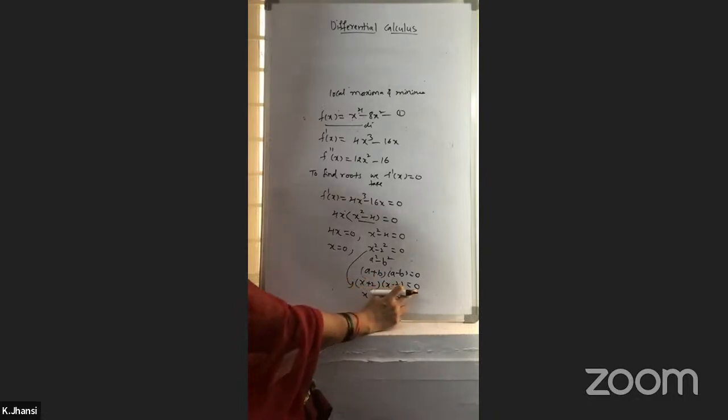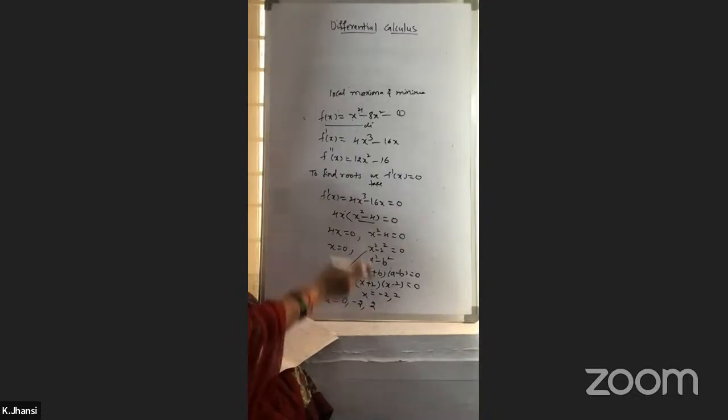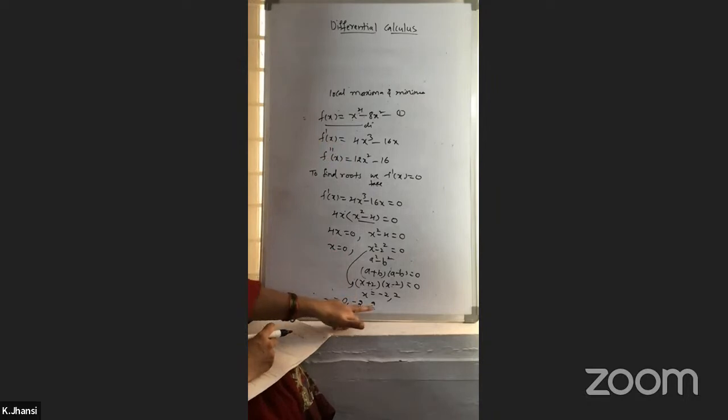x plus 2 equals 0 means the x value is minus 2. x minus 2 equals 0 means the x value is 2. So we got the roots: one root is 2, another is minus 2, and another is 0. We got x as 3 root values. That means when you substitute 0, minus 2, 2 in these equations, you will get the value as zero. Those values are called the root values or real values of the given function. So we got x equals 0, minus 2, 2.